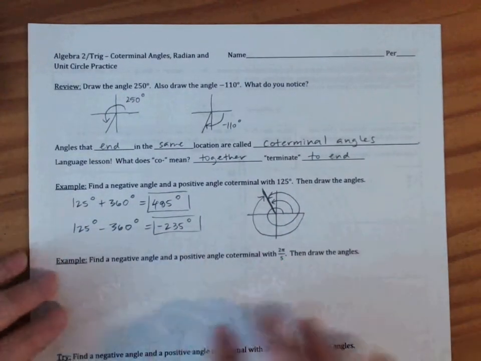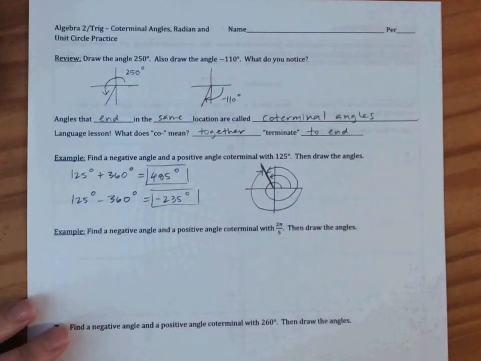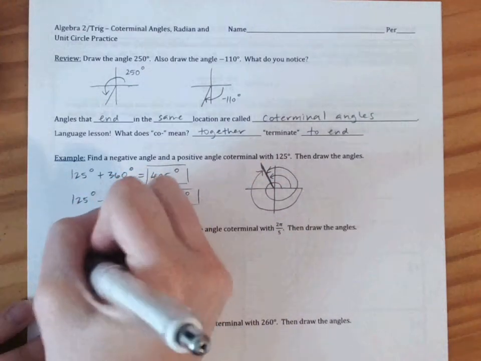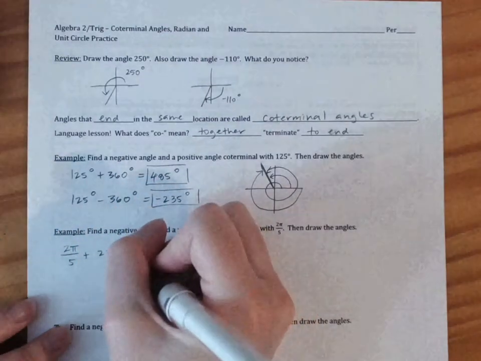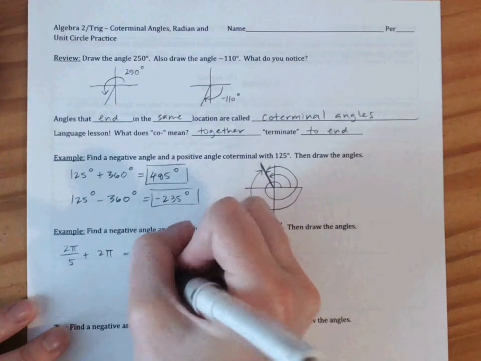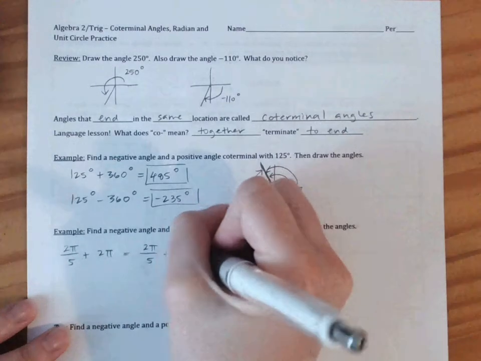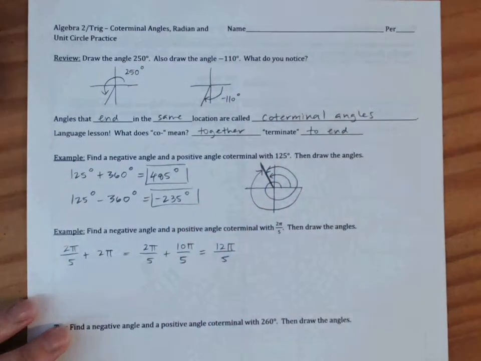We talked about radians last time. We got a little introduction to radians. So those are just different ways of thinking about angles. So if I want to find a negative and positive angle that's coterminal with 2 pi over 5, like we did with degrees, I'll do it with radians, as I can add and subtract full rotations. So I can add a full rotation of 2 pi to 2 pi over 5. In something like this, it's helpful to get a common denominator, so I'll change 2 pi to be 10 pi over 5. 12 pi over 5. So that's our positive coterminal angle.